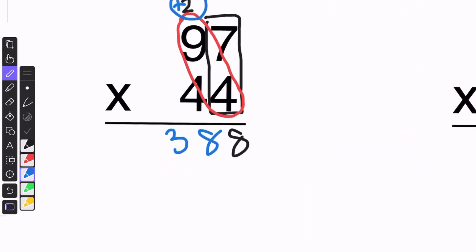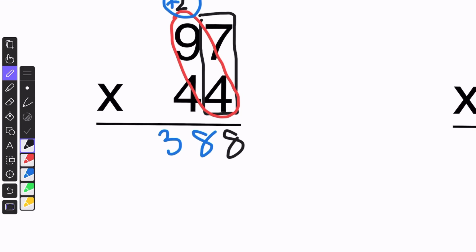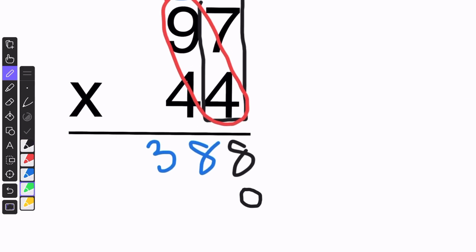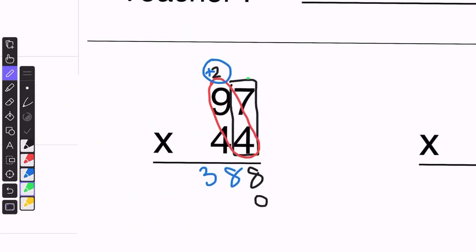Now, we have to add a 0 as a placeholder right here. And then we're going to carry on with step 4. I have to cross this way. Can you guys see that? That might be a little, there we go. We're going to cross over this way.